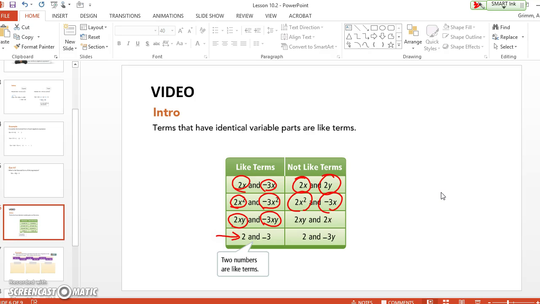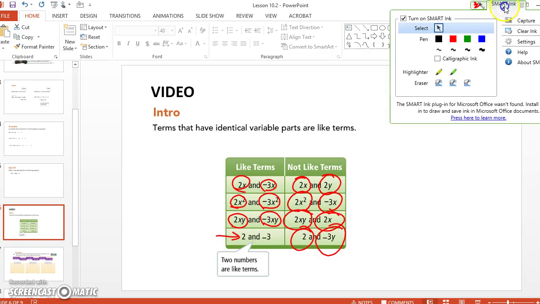All right. Then this one has an XY. This one just has an X. So again, can't put them together. They have to be exactly the same. This is a plain number. This is a number with a variable. Can't put those together. They literally have to be exactly the same. Okay? All right. So let's look at the next slide.